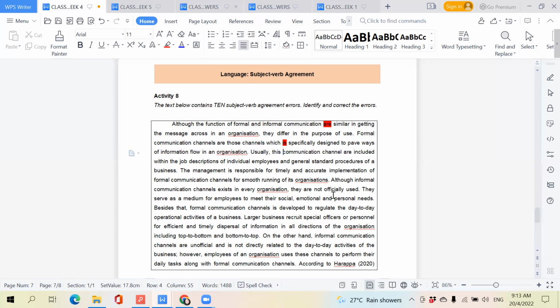This communication channel is. It should be is. All right, so anyway, I'll just highlight this. Should be is. Okay. Anyway, included within the job descriptions of individual employees and general standard procedures of a business, the management is responsible for timely and accurate implementation of formal communication channels for smooth running of its organizations.